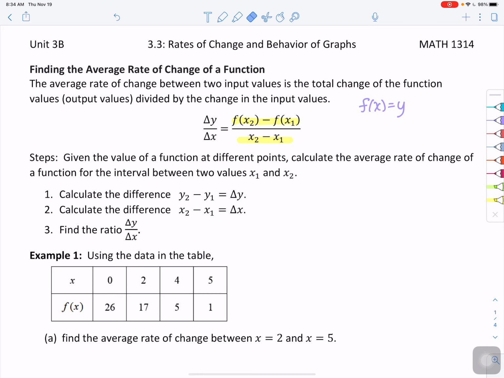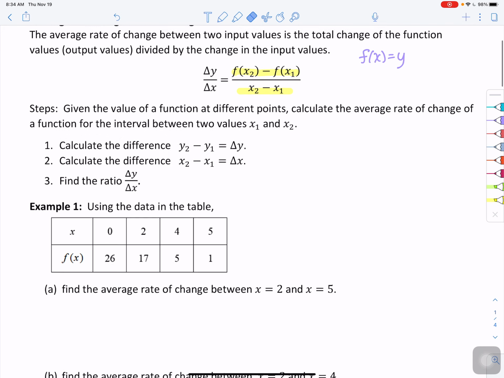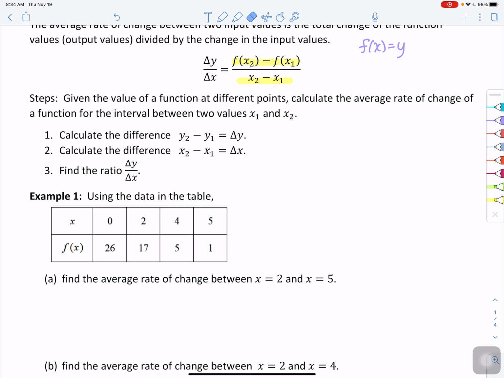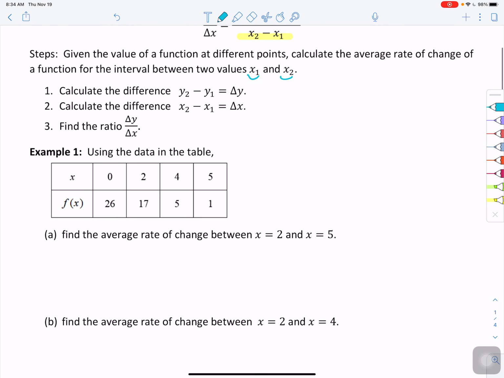Okay? So here are the steps. If you're given the value of a function at different points, calculate the average rate of change of a function for the interval between two values. You'll be asked to find the average rate of change between two values, let's say x1 and x2. The first thing you'll do is find the difference of the y values at those 2 points, and then you'll find the difference of those two x values and find the ratio. Let's give this a try.